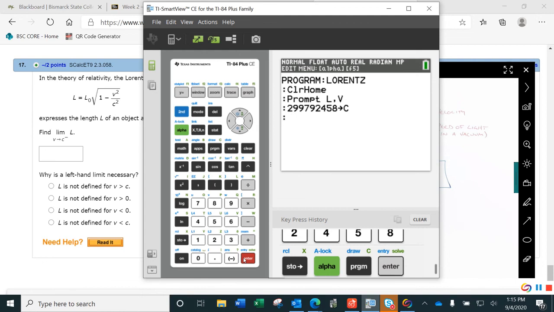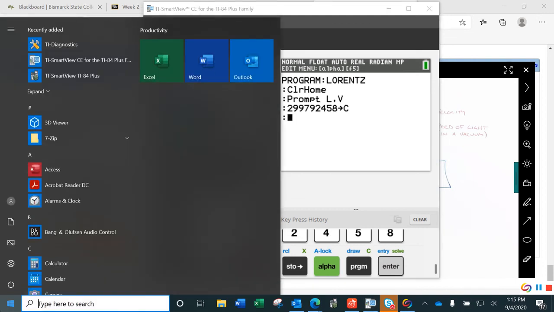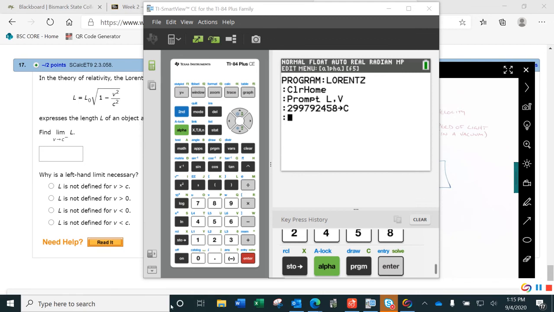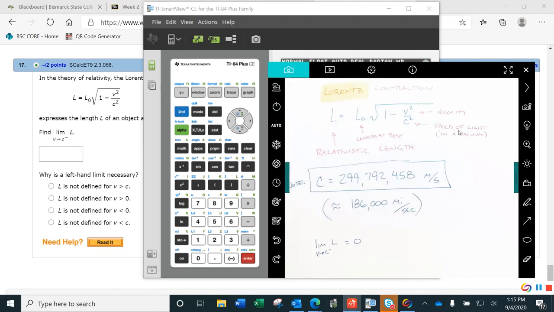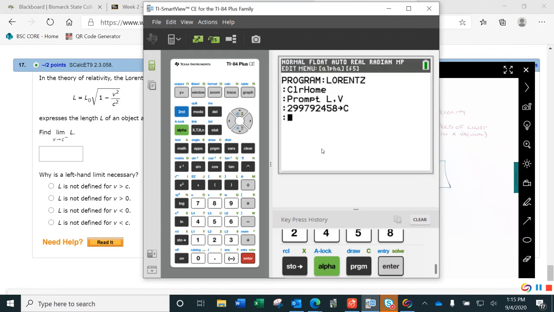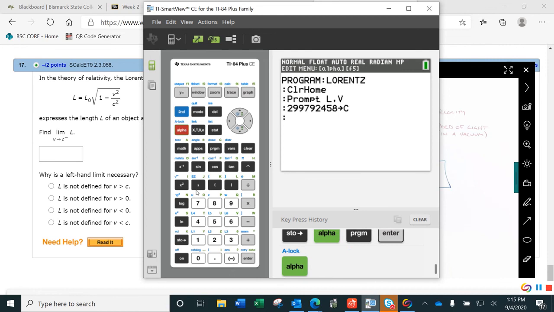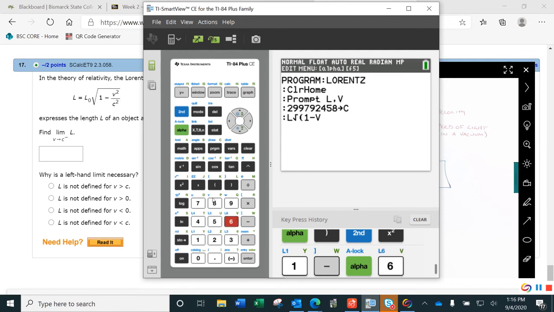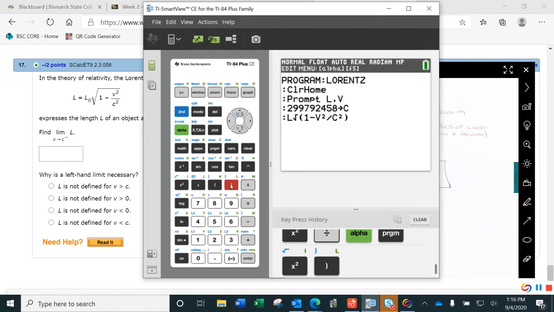So all we have to do is write the formula in that is given to us, let me get my cursor over here, right here. We're going to write this formula in. That won't be too bad. So we'll say L, square root, 1 minus V squared divided by C squared. Like so. Seal that up with a parenthesis.